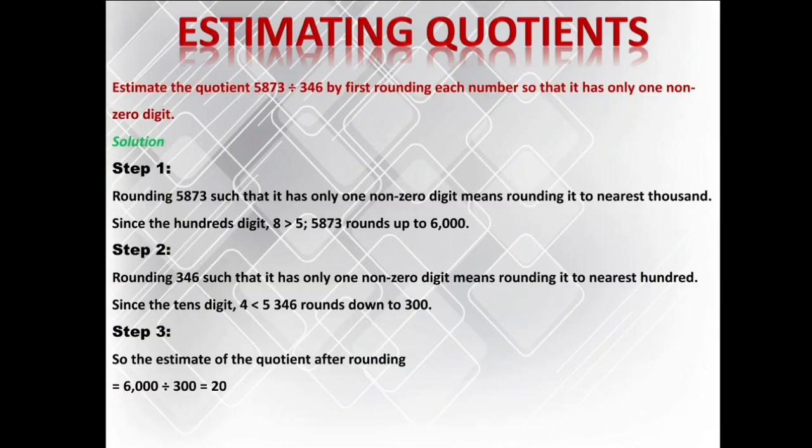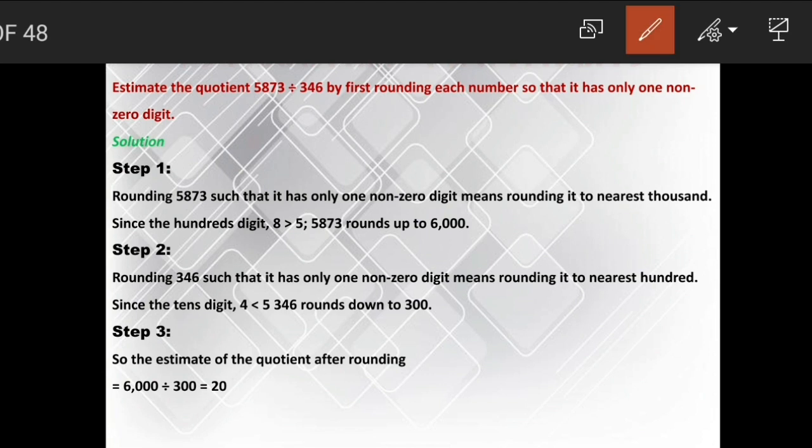Next is estimating quotient. Estimate the quotient 5873 divided by 346 by first rounding off each number so that it has only one non-zero digit. Like I said before, you have to round it off to the highest place value. So step 1 is rounding 5873 such that it has only one non-zero digit. That means when we round it off to the nearest 1000, it will become 6000.